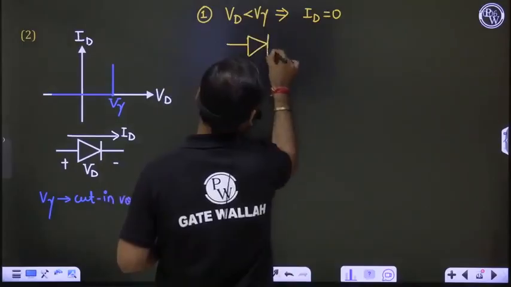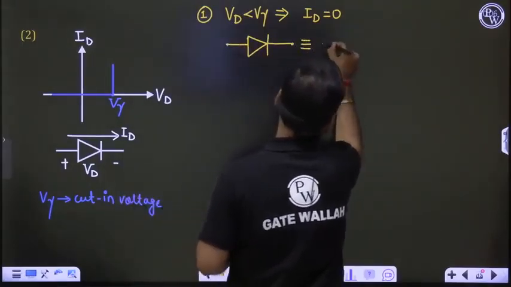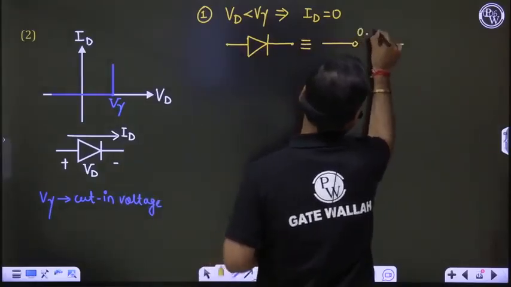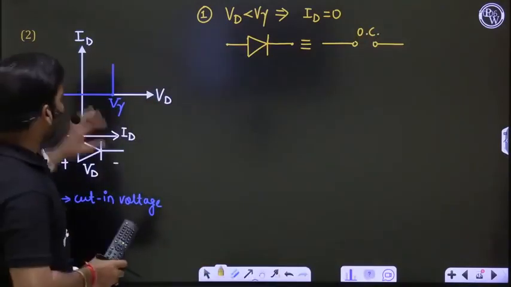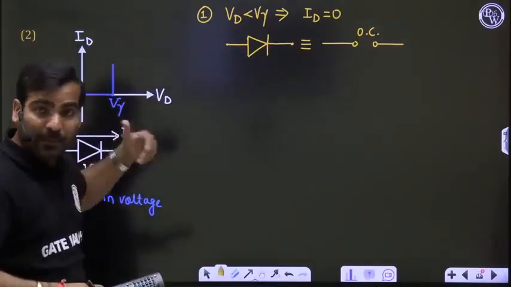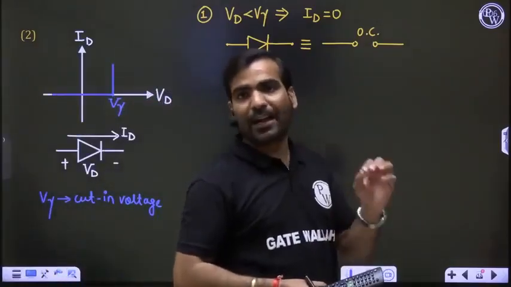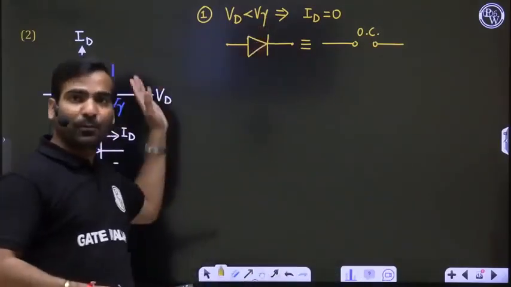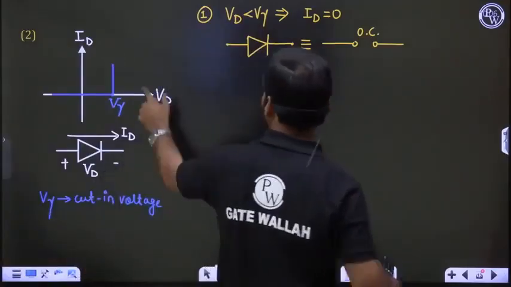by open circuit. Diode will be replaced by open circuit. So if it is an ideal diode or the second model of the diode, these are the models of the diode. In any case, the diode will be open circuit when diode voltage is less than cut-in voltage. Earlier the cut-in voltage was 0, now the cut-in voltage is finite.